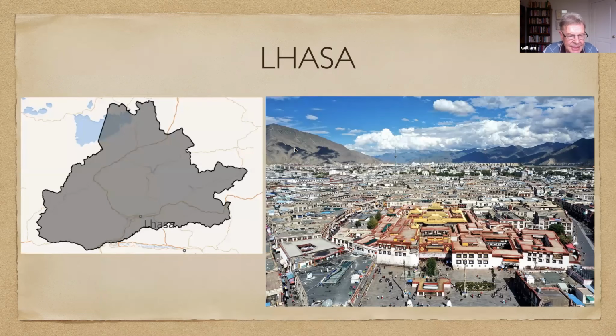So Lhasa is the capital. You can see it here on the map in a sort of a picture on the right. It's the main urban center and the administrative capital of what is now the Tibet Autonomous Region. It's called the Tibet Autonomous Region of China, which was formally established in 1965 after the Chinese annexation of Tibet. And we're going to get into that in terms of its history.